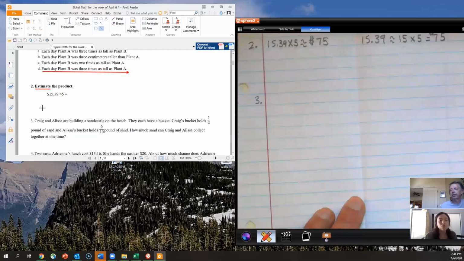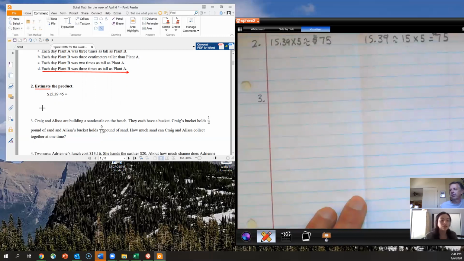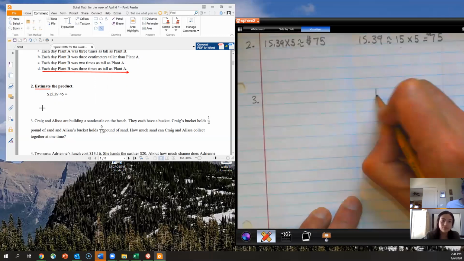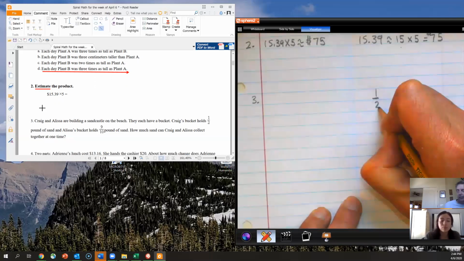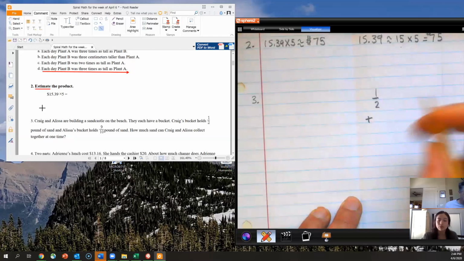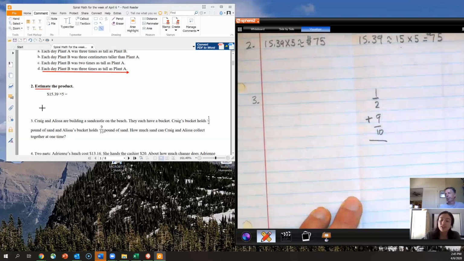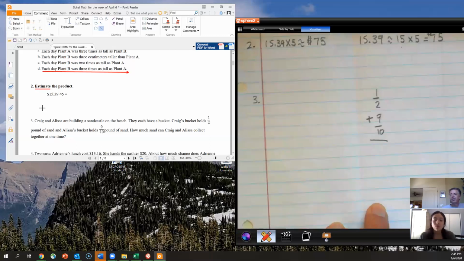So, boys and girls, in order to solve this, you had to add these two together. So you had to add your 1/2 and your 9/10. And remember, when we add fractions, we always write them vertically, just so we can see everything and less room for mistakes. So when you add fractions, you have to make sure that the denominator is the same.